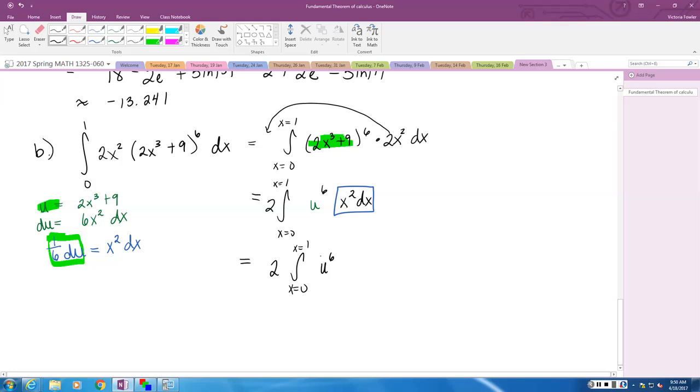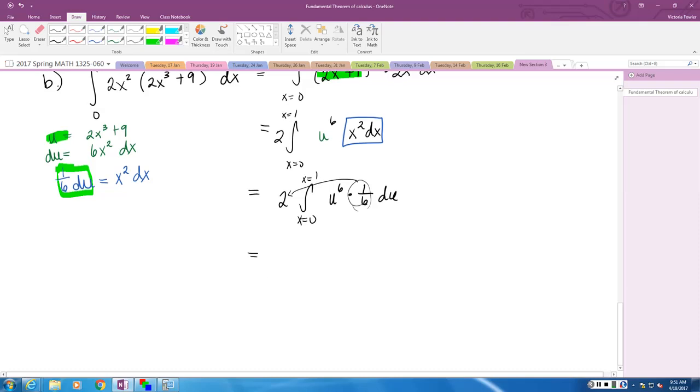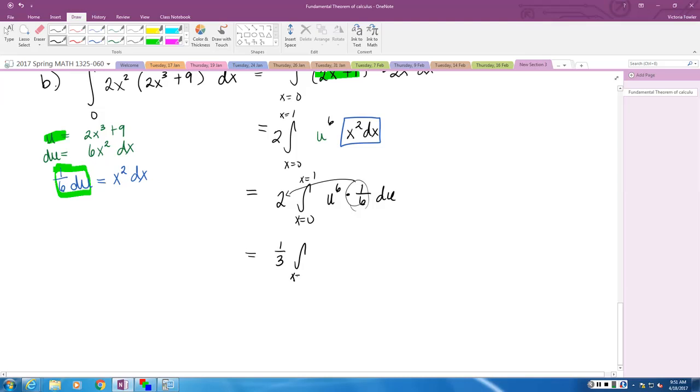So I have 2 times the integral with the bounds in terms of x of u to the 6, and what do I have in place of x squared dx? 1/6 du. Okay, is anyone starting to like to move those constants to the front? Okay, so I'm just going to rewrite this again. So this would be 2 times 1/6, which is 2/6, which is 1/3. Okay, so I now have an integral with x bounds. It's 1/3 times the antiderivative of u to the 6th du.